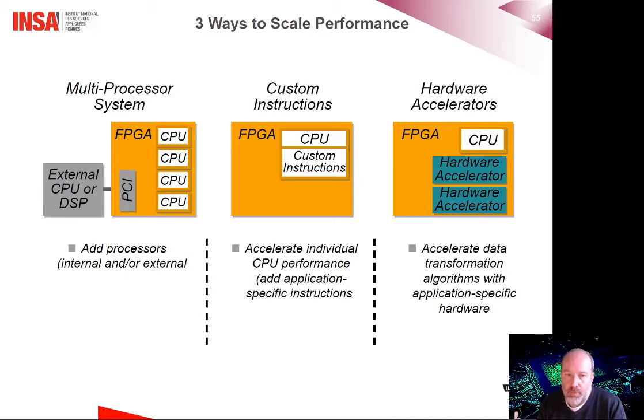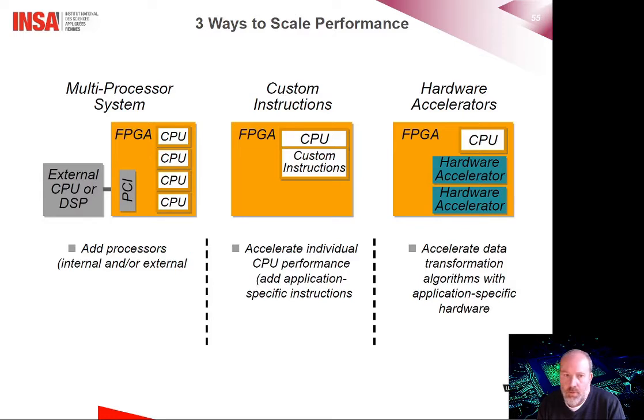Another way to obtain performance is to use custom instructions. In this case, we accelerate individual CPU by adding some application-specific instructions. In fact, you will modify the ISA of the processor to add some functionality inside your arithmetic and logic unit.